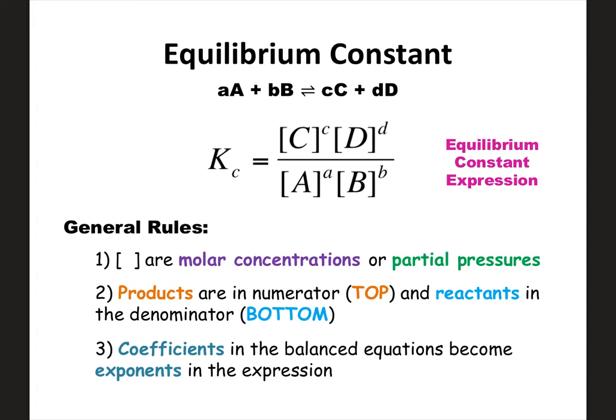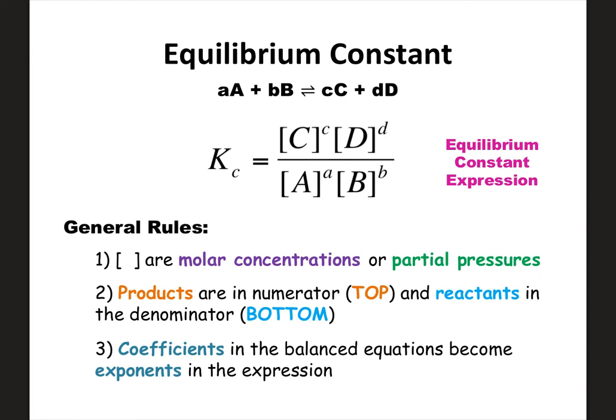So in theory, you could do like the pressure of C times the pressure of D all over the pressure of A times the pressure of B. Okay, so that's important here. You want to be in molar concentrations or partial pressures. So if you're in moles, you need to get it to molarity here. And if you have gases, you want to be in pressures.